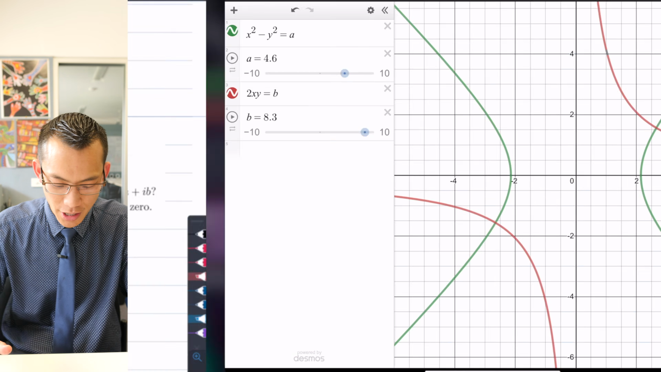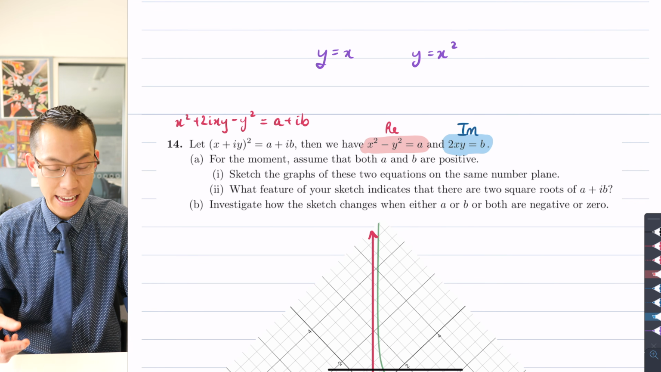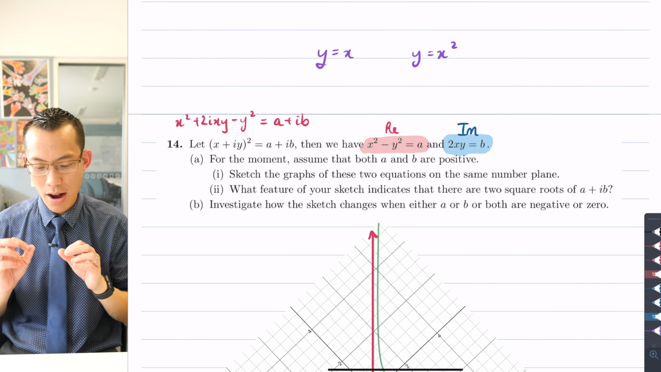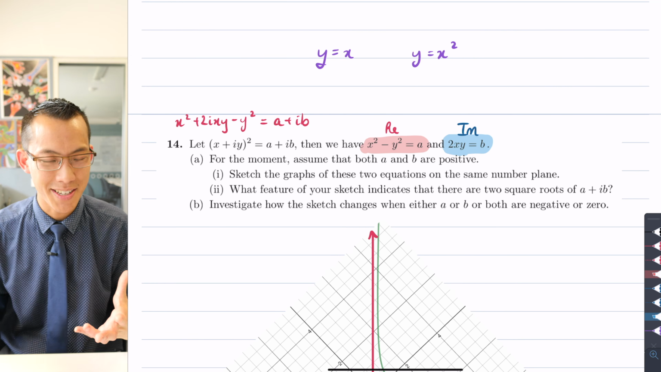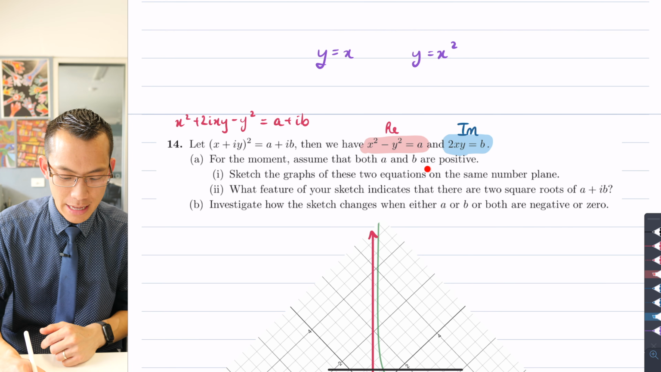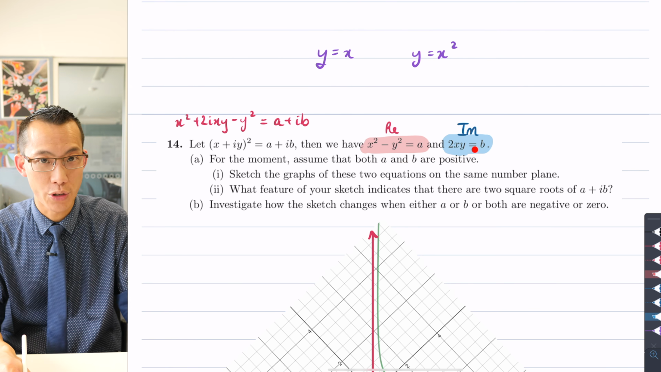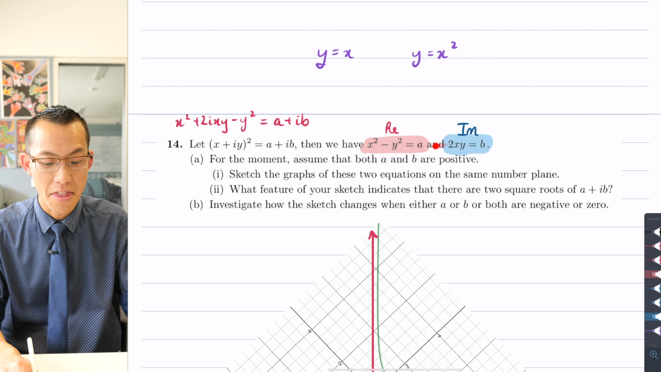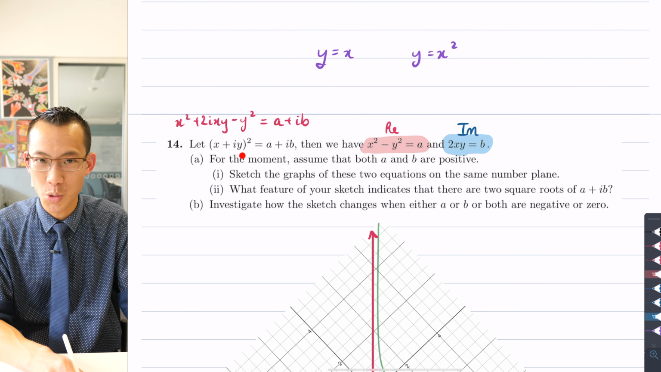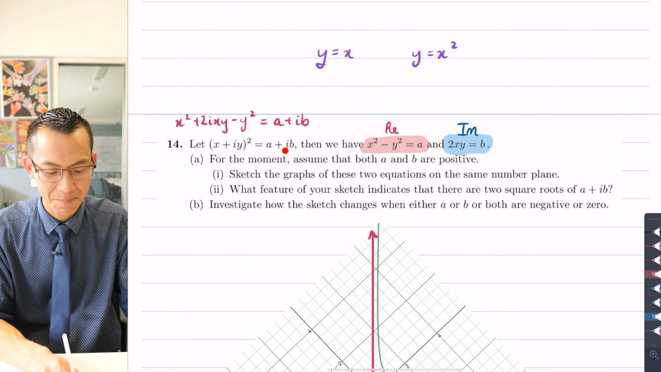So the feature of the sketch that indicates that there are two square roots is that there are always two points of intersection between these two equations here. So when you're solving simultaneously, you'll always find two solutions. That means there will always be two square roots to any complex number.